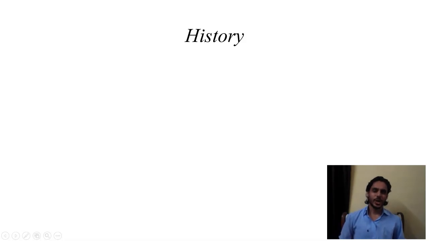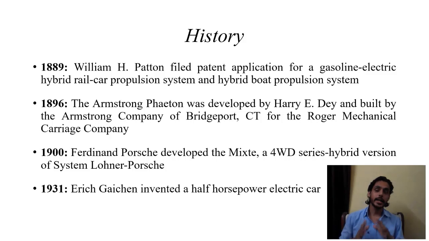Okay, so let's talk about a little bit of history of hybrid electric vehicles. In early 1889, William H. Patton filed a patent application for a gasoline electric hybrid railcar propulsion system, and in the same year, around mid-time, he applied for a hybrid boat propulsion system.